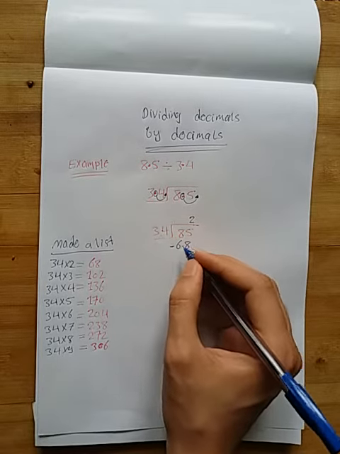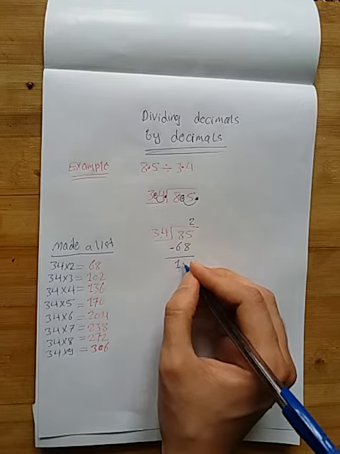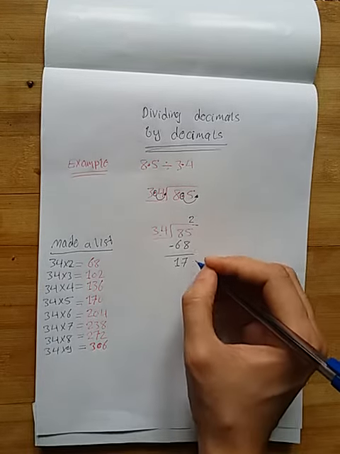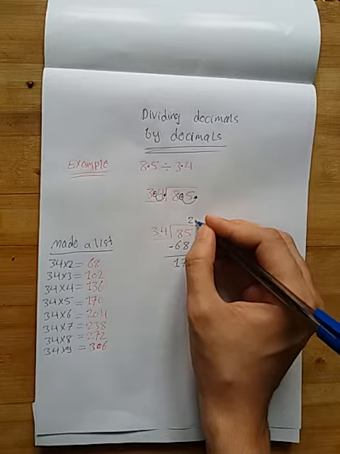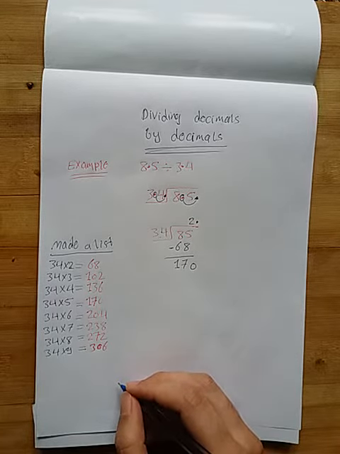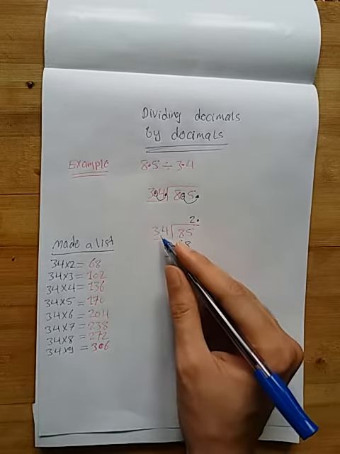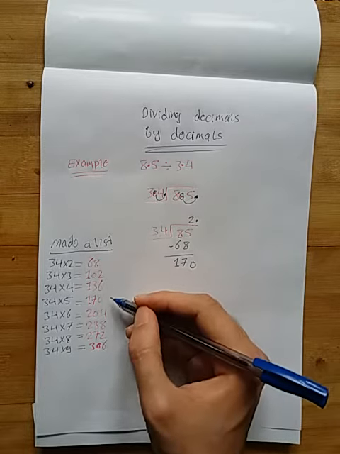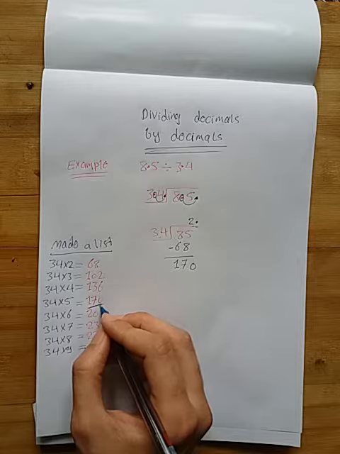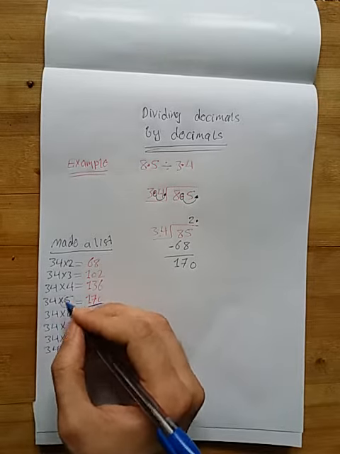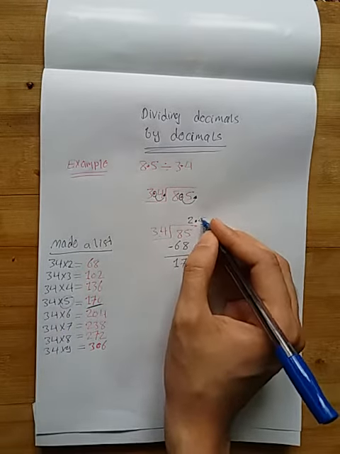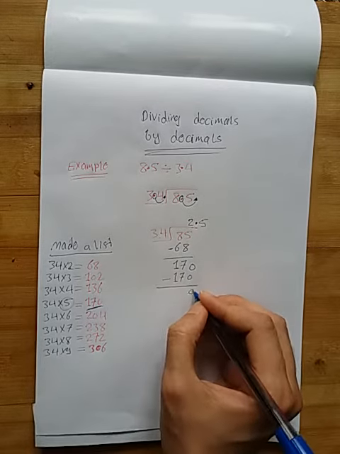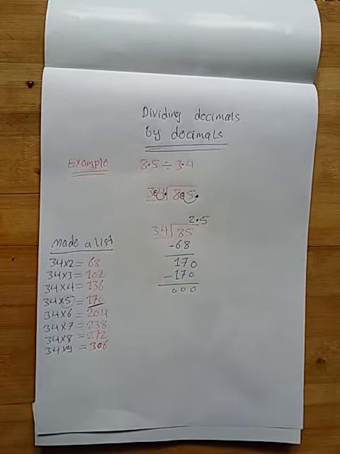2 times 34 is 68. Subtract, we get 17. 17 is smaller than 34, so we add 0 here and we place a decimal point up top. Now, how many 34s are there in 170? Let's check our list again. We have exactly 170 here, so the answer is 5. 5 times 34 is 170. We subtract, we get zeros. That is our answer.